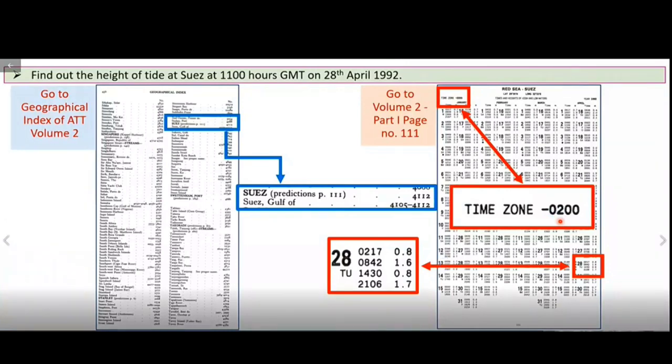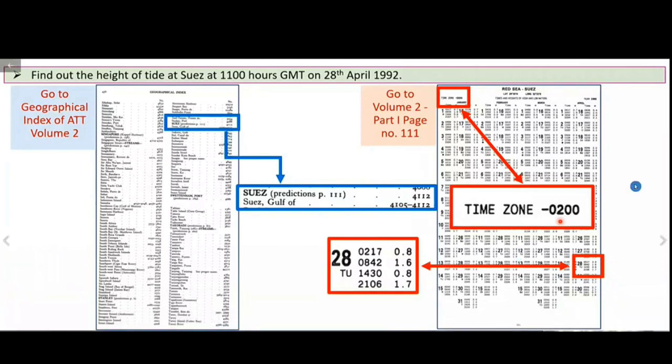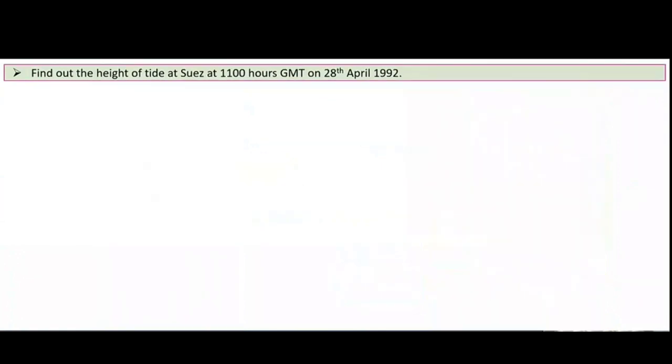Okay, let's move ahead. Now, these times here would be in the Suez Standard Time, or the Egyptian Standard Time. And if we have to deal with GMT, we'll have to convert GMT into the standard time of Suez before we can continue with our calculations. So we just saw that the time zone for Suez is -2.